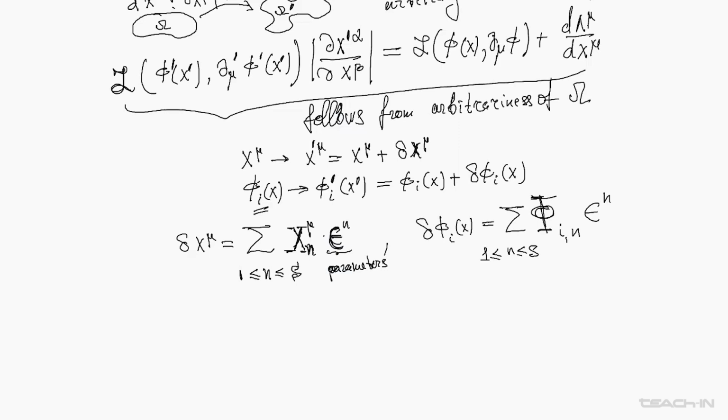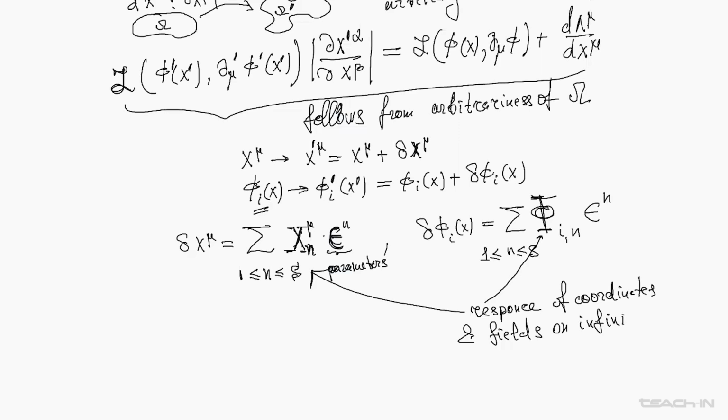Transformation of coordinates and fields under an infinitesimal transformation with parameters epsilon n.